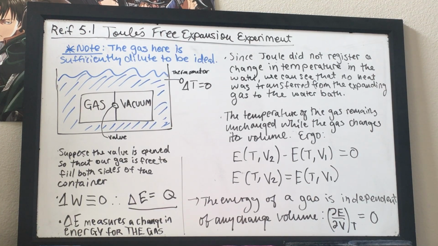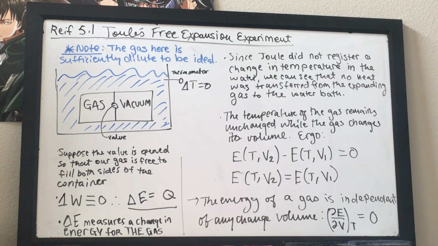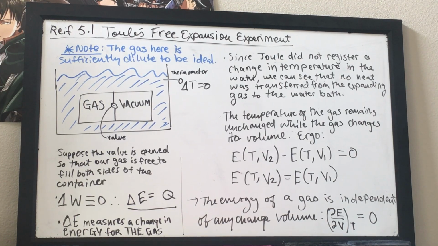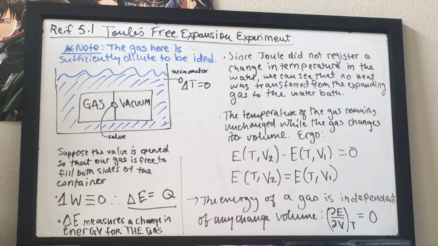So as a consequence of this no work being done, we realized that the change in energy itself can be equal to the change in heat that is exchanged in whatever's going on in this particular interaction, right? So more specifically, the delta E would measure a change in energy for the gas itself, right?